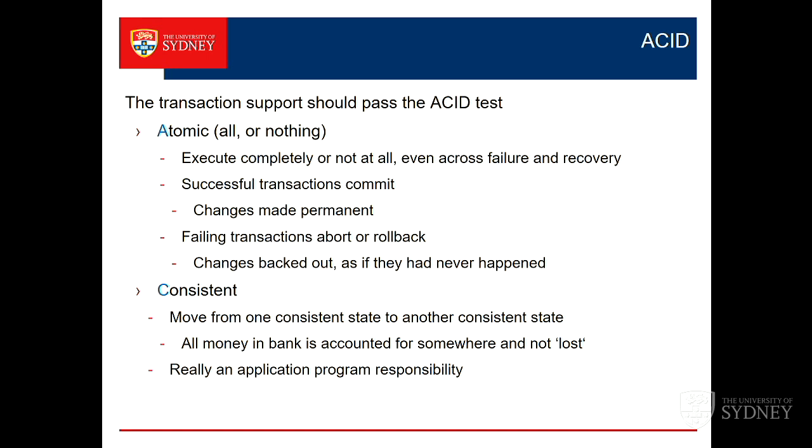So successful transactions commit, that's the magic word, commit, which means that their changes are made permanent and visible to the outside world. A failing transaction is aborted, rolled back, and any changes it made are removed from the system state as if they had never happened at all. They're the only two allowable states. You can successfully complete and commit, or you never happened at all. So that's the A for atomic.